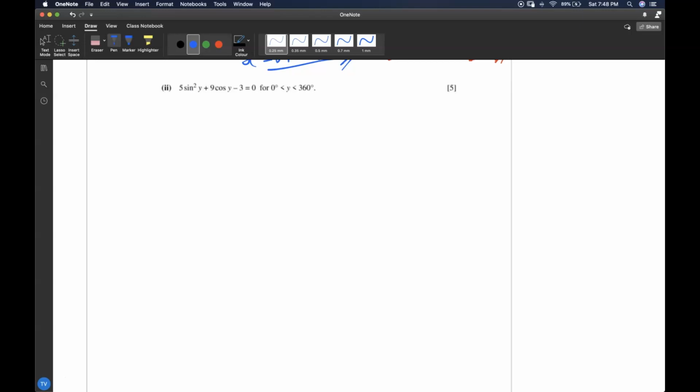Okay, now, what do we do? So let's look at this. I have a square, but here I have a cos, and I have two different terms of trigonometry. What if I used the identity and changed the sine square y? So that's the first thing I'm going to do. You can change it either in terms of cos or sine, but this is the easiest thing to do. So let me change this in terms of cos. Then plus 9 cos y minus 3 equals 0.